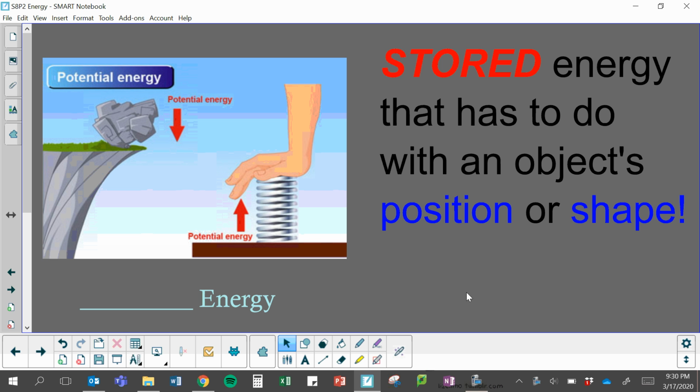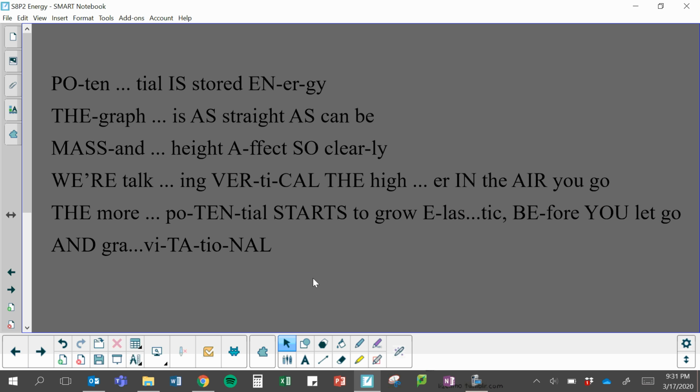So remember that when we have stored energy, it's dealing with its position or shape, like this spring, and this is the potential energy that we're talking about. The position of this rock being so high up means it has a large potential energy. It has the potential to fall a great distance. Same with this spring, it's dealing with its shape. When we compress the spring, it has the potential to then move if we release it. Okay, and this is in our song. If you remember, potential is stored energy. So it reminds us that the stored energy is our potential energy.